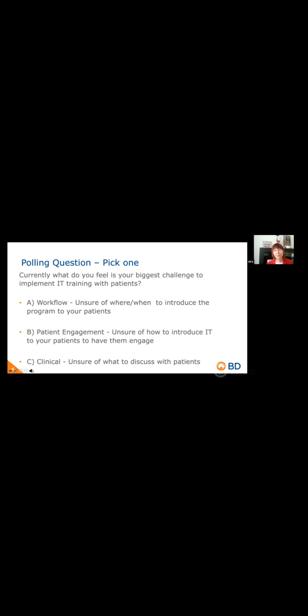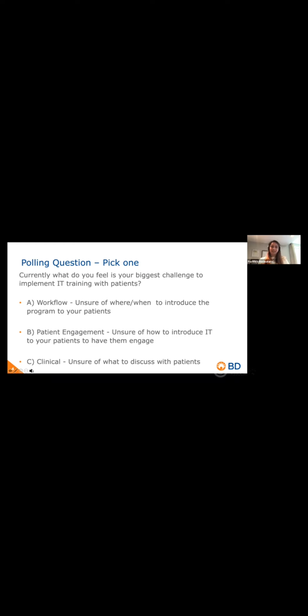Let's see if we can get to 70%. Come on, guys. Just need a few more people. Almost there. But it seems like the first two are probably the more common ones that people find as a challenge. Okay, I'm going to end now and I'm going to share the results.